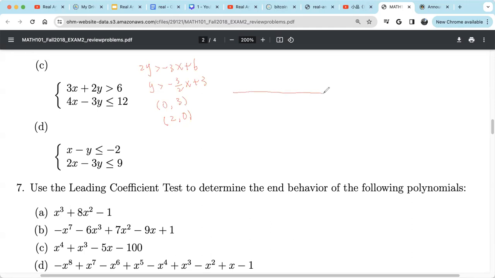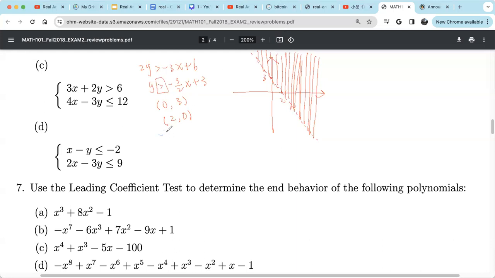So let's graph the first one. 0, comma, 3, let's see this 3. And 2, comma, 0, let's see this 2. Because we don't have an equal sign for the first one, we draw a dotted line. Then we look at the inequality sign, which is greater than, so we draw above, then we shade above the line to indicate the solution set. Okay, that should be good enough. Now the second one, I use blue color.